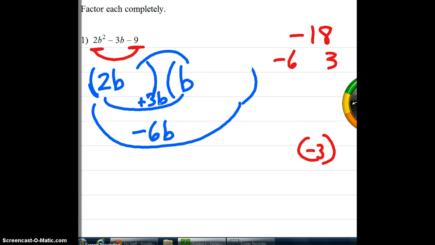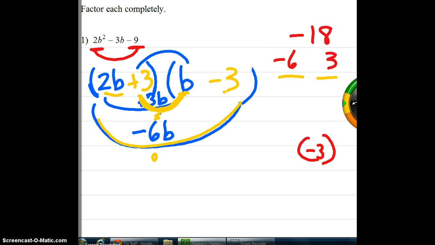Okay, so it's going to be kind of a little puzzle. We have to say, okay, we got a 2b and our b. 2b times what will be a -6b? That'll be a -3. And then I need a 3b for the inside. So b times what is going to be a 3b? That'll be a +3. So we're going to use these numbers like we did yesterday, but it's a little different. We can't just put those numbers in the spots. We have to put them in the outside and the inside, and then take that coefficient in front in mind. Okay? So it's a little trickier.